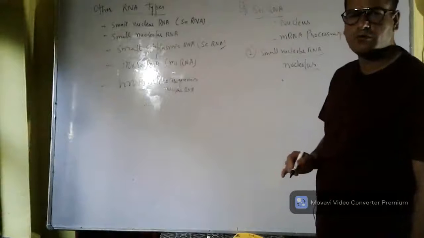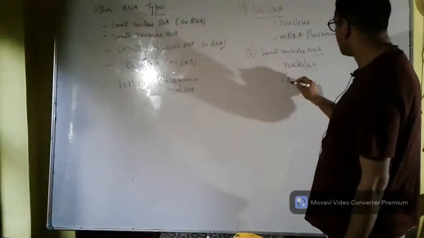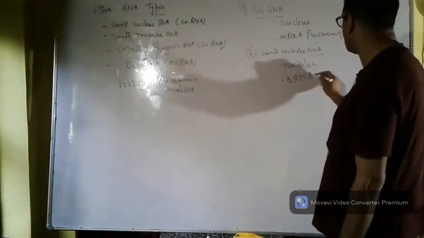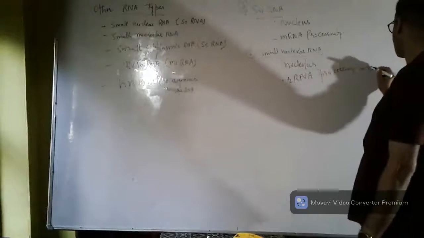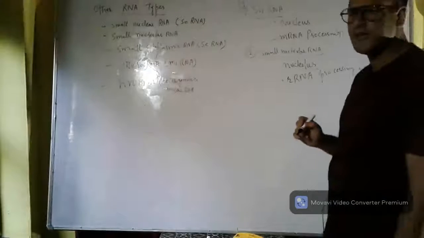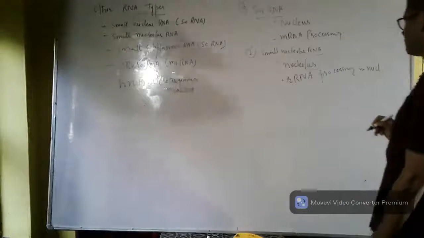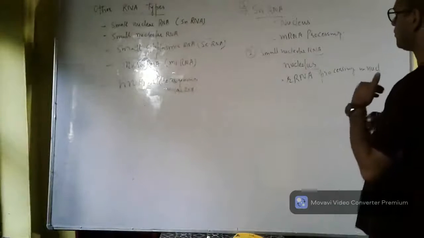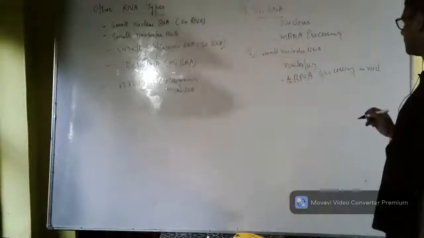This is actively involved in processing of ribosomal RNAs. So this is involved in ribosomal RNA processing in the nucleolus. Nucleolus is actively involved in synthesizing ribosomal RNA. So these small nucleolar RNAs are present in the nucleolus, and they are involved in processing ribosomal RNA in the nucleolus.